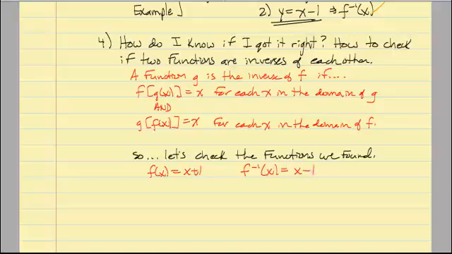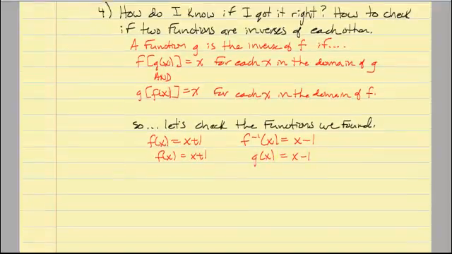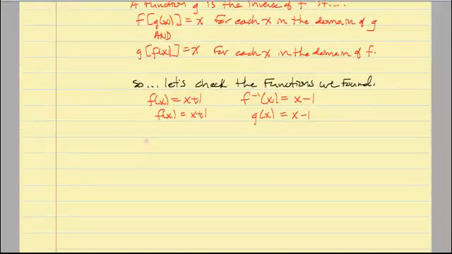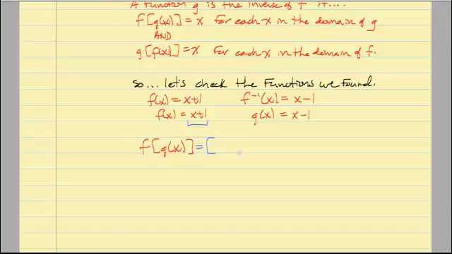So f of x, our original function, is x plus 1. And remember, sometimes we denote f inverse as g of x. Okay, so that's what they're using for this notation. So let's go ahead and check f of g of x. This means in my function f up here, everywhere I see an x, I plug in this entire function in for that. So I'm going to get x minus 1, that's my g of x, and then this plus 1 comes from my f of x. And when I do that, I get x, so this is good.